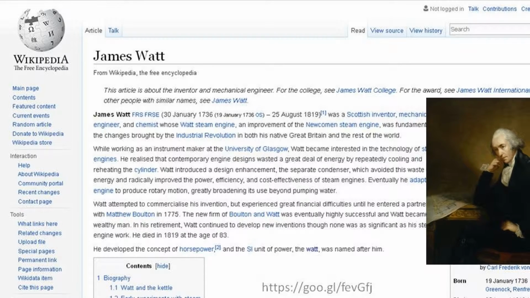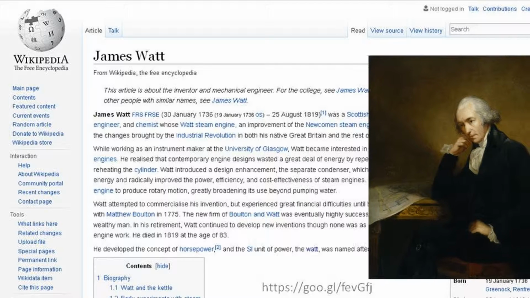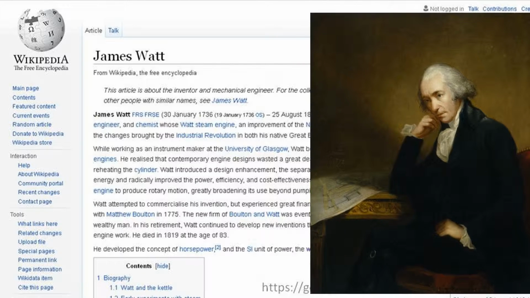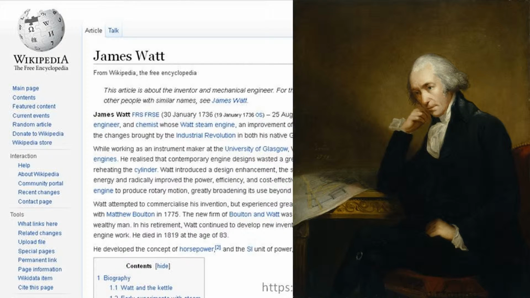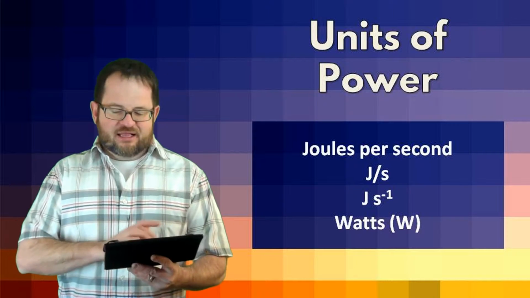Again, just to talk about an old dead white guy of science, he is, according to Wikipedia, a Scottish inventor, a mechanical engineer, and a chemist who invented a type of steam engine and perfected a different type of steam engine and set in motion the Industrial Revolution both in his native England and worldwide. So we sort of have James Watt to blame for all of our post-Industrial Revolution problems in the climate world.